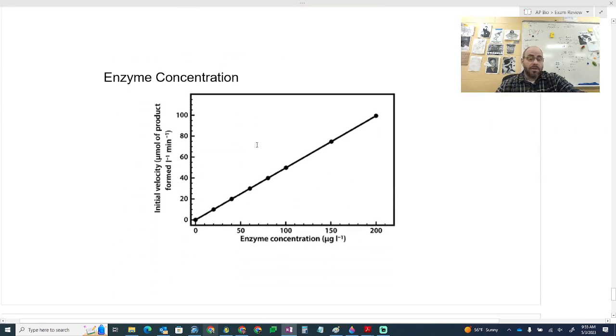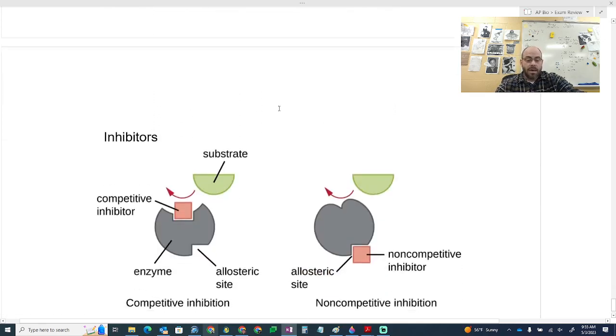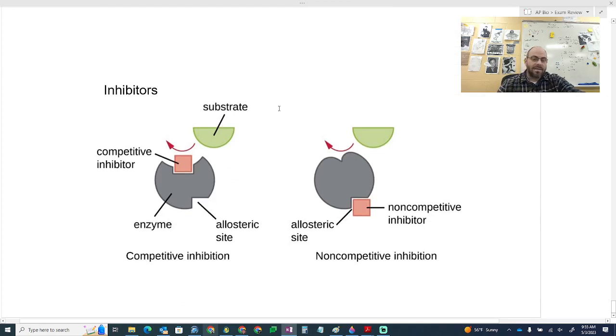And then enzyme concentration, well, let's take that same stack of 500 papers, and let's say that I increase the number of students to 500. Well, then it's 1 for 1. And so by increasing the enzyme that's available, I directly increase the rate of reaction. So this shows that increasing the enzyme concentration is directly proportional to the rate of reaction. This is the last slide.